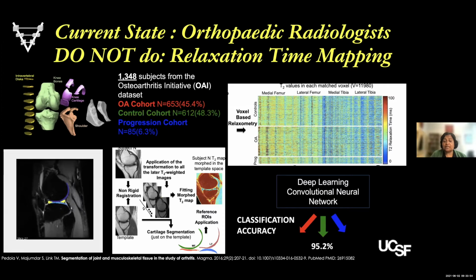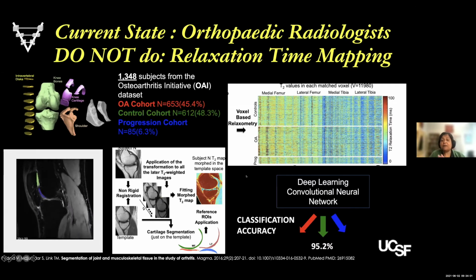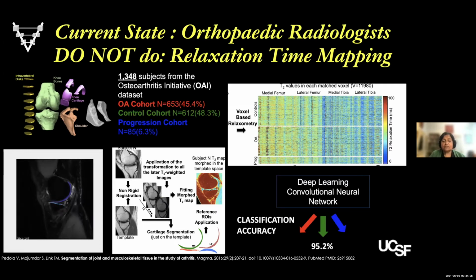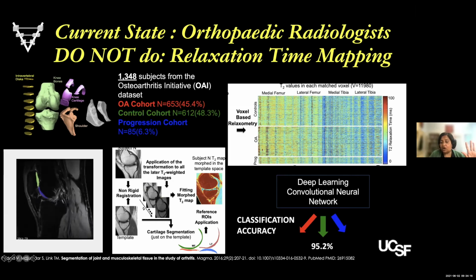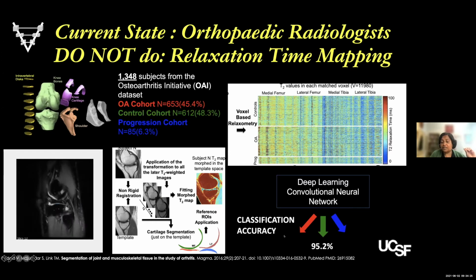So we looked at some of these, we segmented the cartilage, and this is Valentina Pedoya's work where she mapped the T2 relaxation time on a voxel by voxel basis by putting all the patients onto the same framework. And then these are the T2 values in controls, in the osteoarthritis group, in the progression group, and in the incident OA group. And the deep learning convolution network had a classification accuracy of 95.2%.